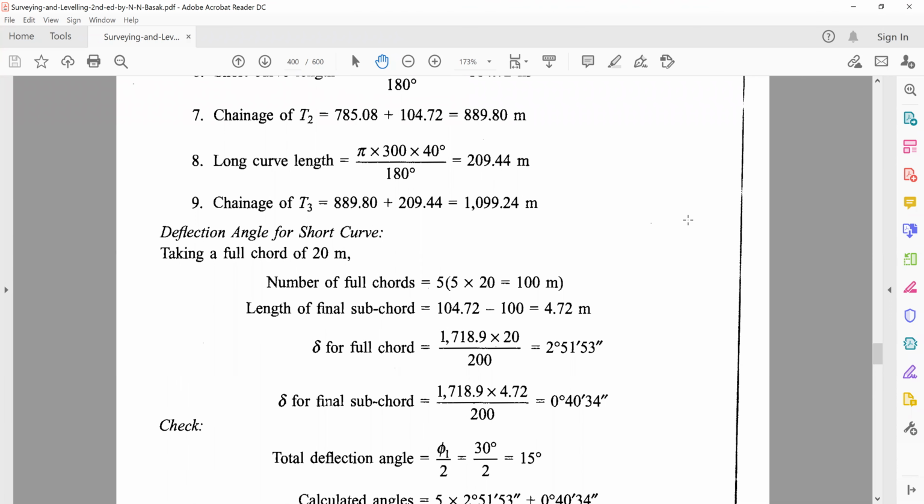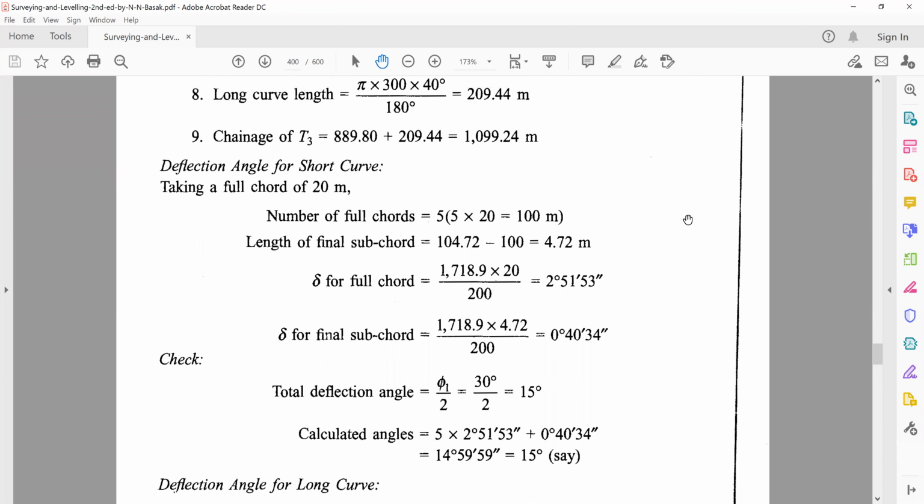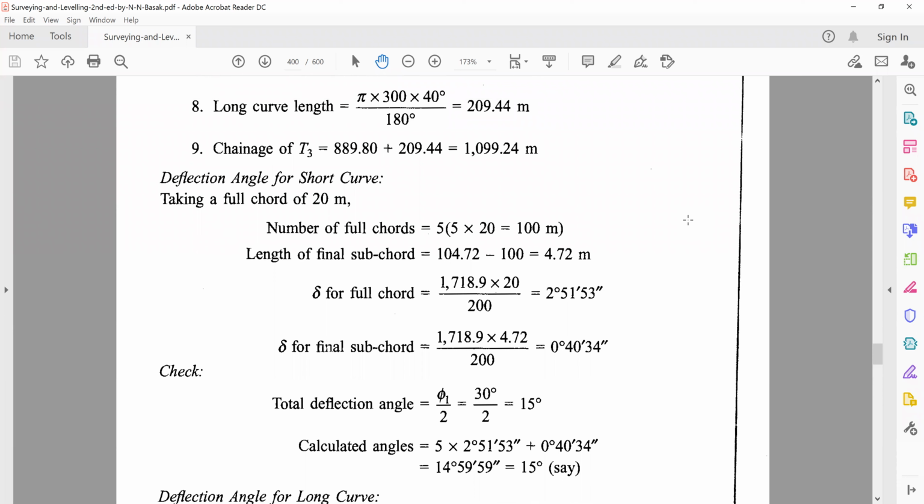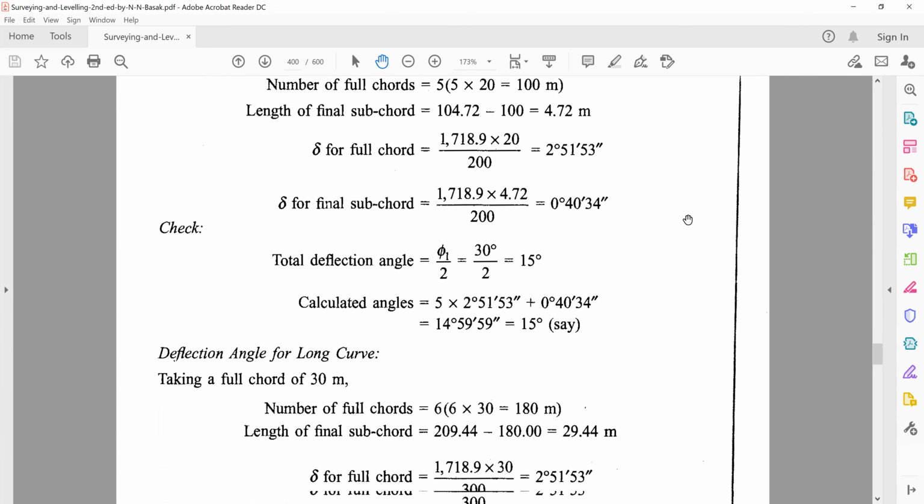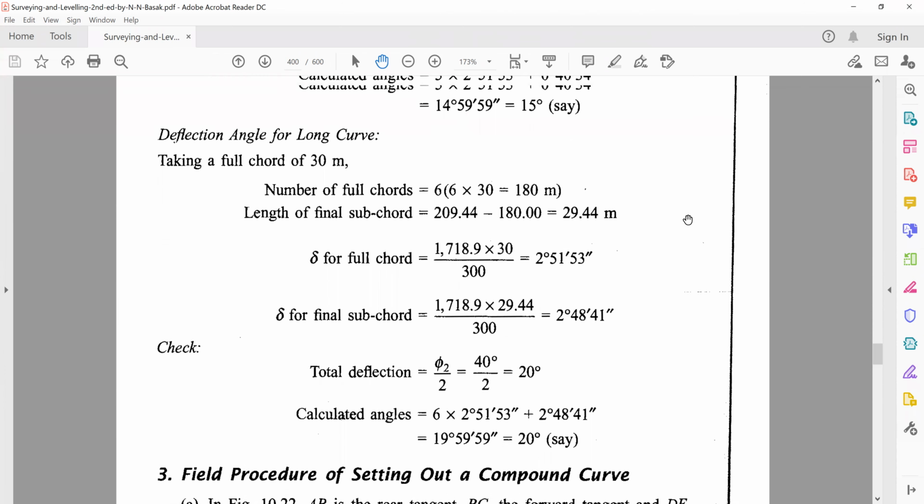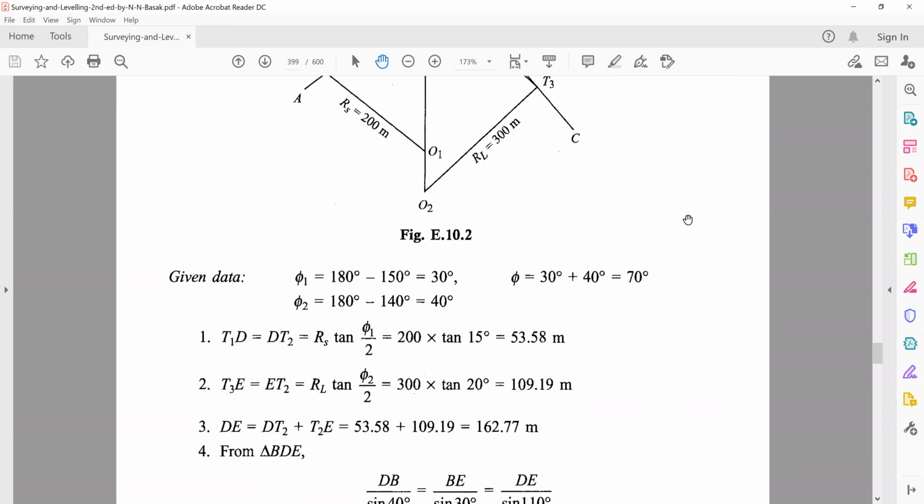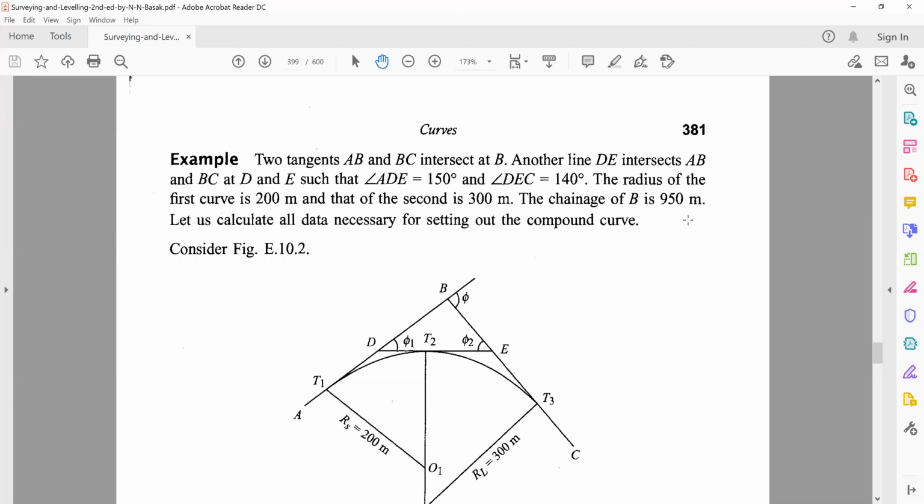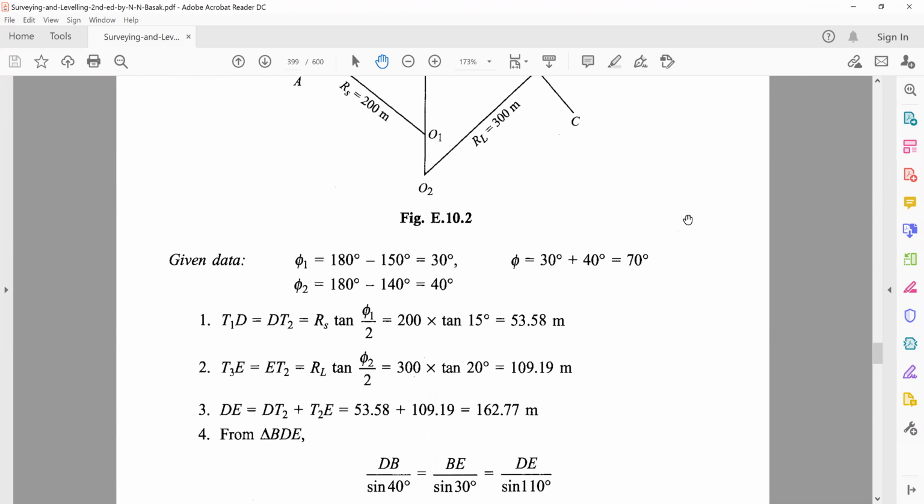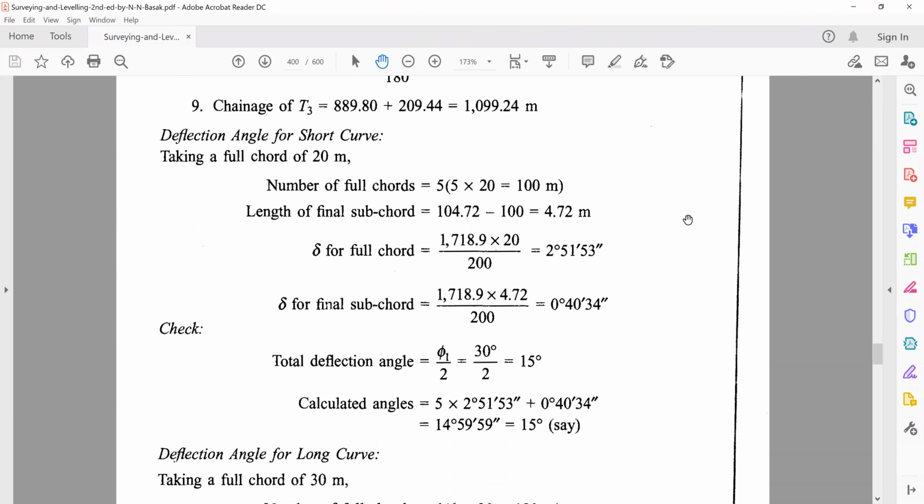Just replacing the values in the equation for finding out deflection angles, and then apply the check. So the sum of the deflection angles should be equal to phi 1 by 2, or phi by 2, the angle at the beginning divided by 2. So once you've done that, you can apply the check, and similarly, you can do the same procedure for the second curve. And for the second curve, they take an interval of 30. Let's see if they had this in the question. No, they didn't. So you can choose any interval.